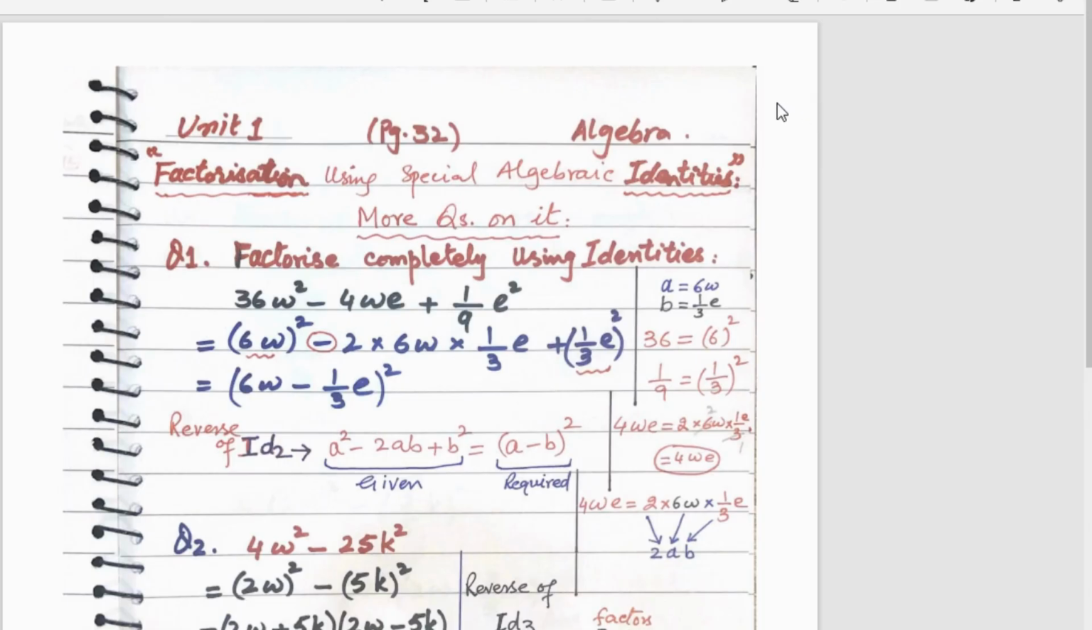Hello guys, my today's topic is more questions on factorization using special algebraic identities. I hope all the identities are in your mind. There are only 3 identities, and if you have watched my previous videos, identities must be fresh in your mind, and side by side I'm also giving you the concerned ID in the rough column, before or after the question, for your convenience. Now come to question number 1.